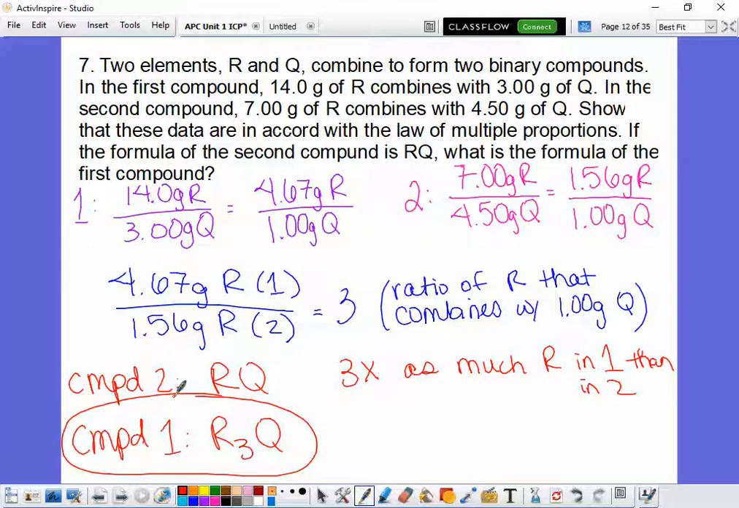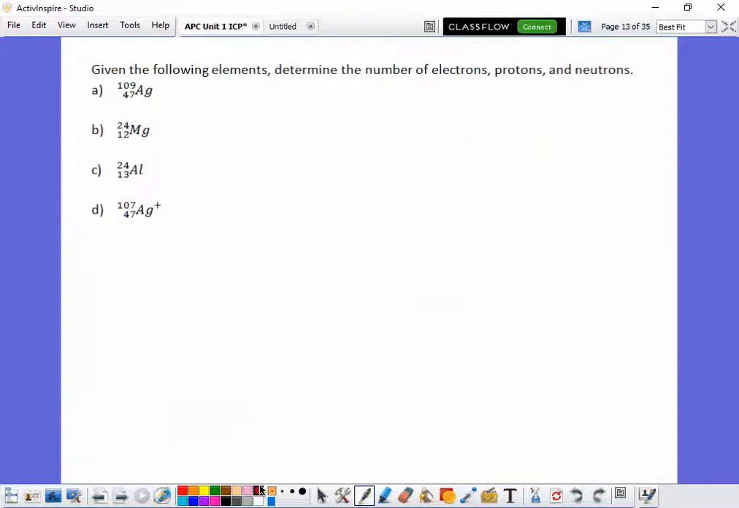All right. Next little bit from this chapter is protons, neutrons, and electrons. This should be pretty much a review. I'm just going to do a couple of these to make sure we're all on the same page. Let's do B and D. All right. So we have the standard nuclear notation written out for these different elements. So looking at B, what element is that?